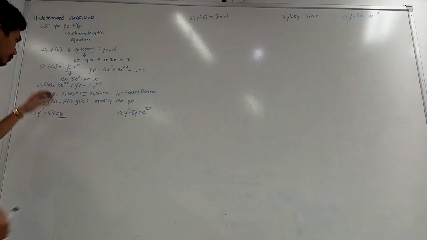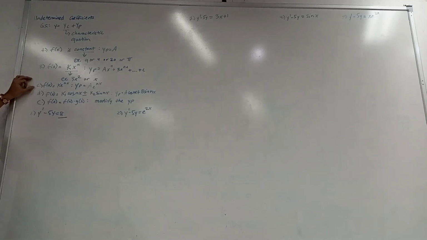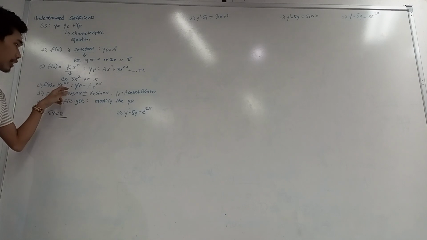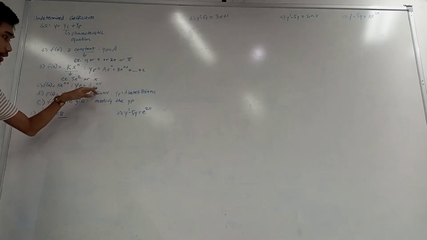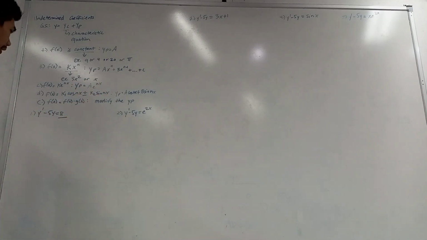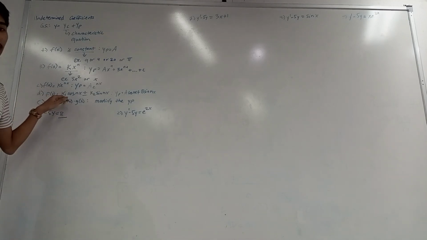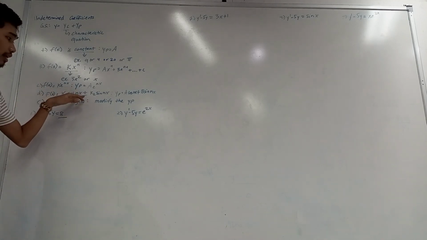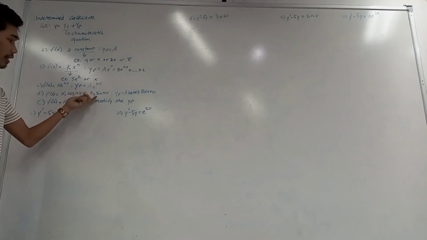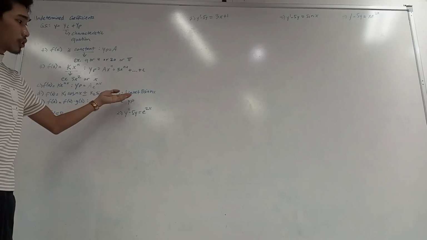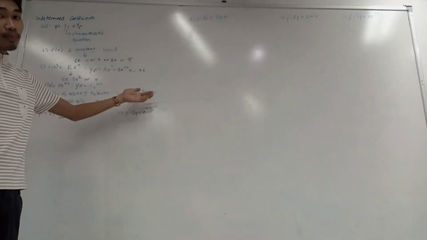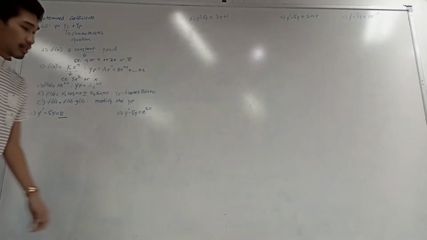And then, pagdating sa c, so, bago na naman, so exponential. So, k times e raised to nx. So, ang yp niya is equals to ae raised to nx. Ang fourth is trigonometric. So, f of x is equals to k1 times cos nx plus or minus k2 sin nx. So, ang yp nun is yp equals to a cos nx plus b sin nx.